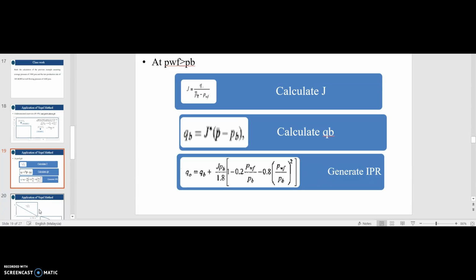And then we just use the Vogel equation. If you look at this form of the Vogel equation, it is the same as the original Vogel equation, with the exception that first we need to add the flow rate at bubble point QB, and then instead of Qmax we use the equivalent value of Qmax, which is J multiplied by PB, the bubble point pressure, divided by 1.8.